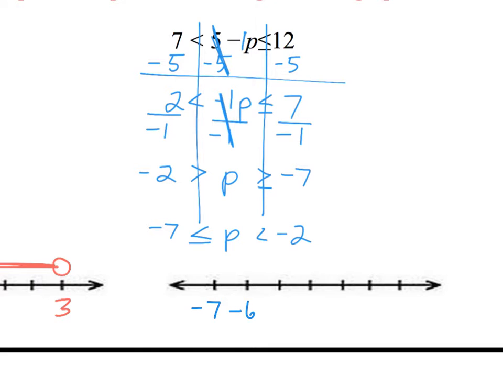-7, -6, -5, -4, -3, -2, -1. Will it be open or closed at -7? Closed, because it's less than or equal to. And will it be open or closed at -2? And its p-values between there. So you draw like a dumbbell.